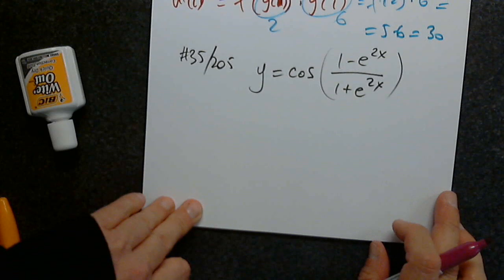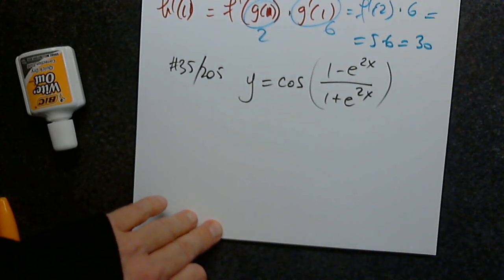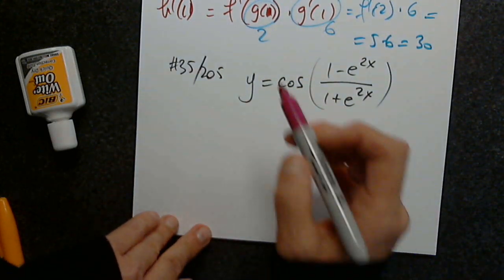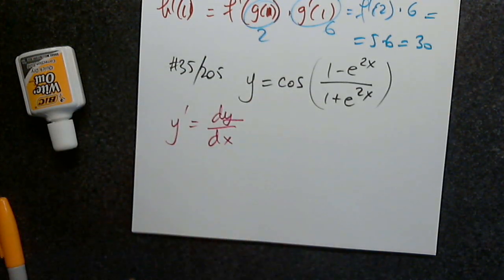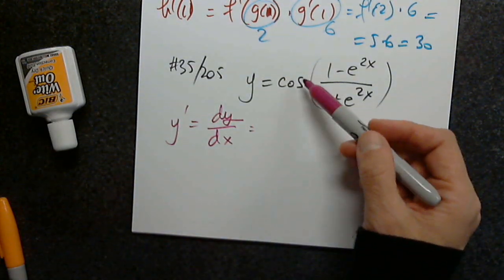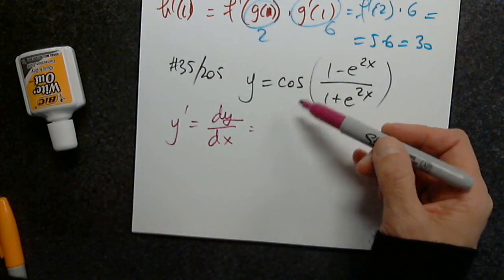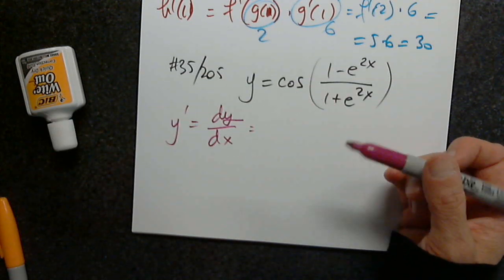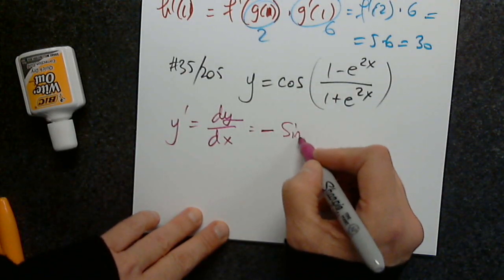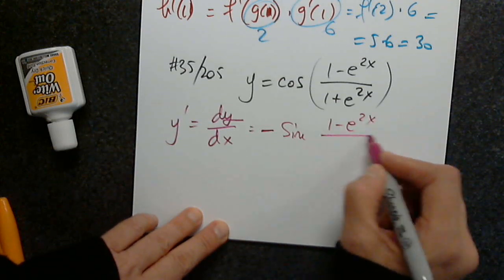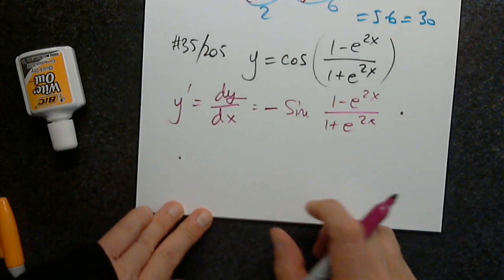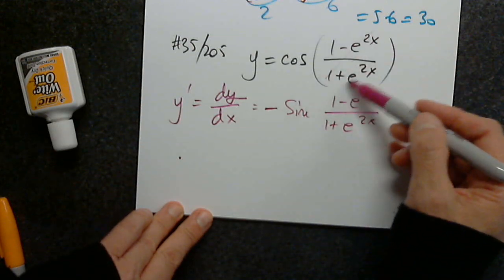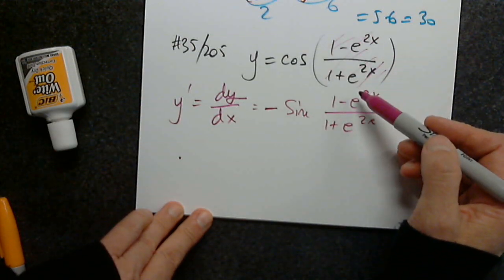So I would like, moving forward, every now and then, because I'm going to move on to implicit differentiation, remember y prime is the same thing as dy over dx. So let's use that. First, we have to differentiate the outer function. When we differentiate cosine, what do we get? Negative sine of 1 minus e to 2x over 1 plus e to 2x. But now, multiplied by the inner function prime, which is this prime.